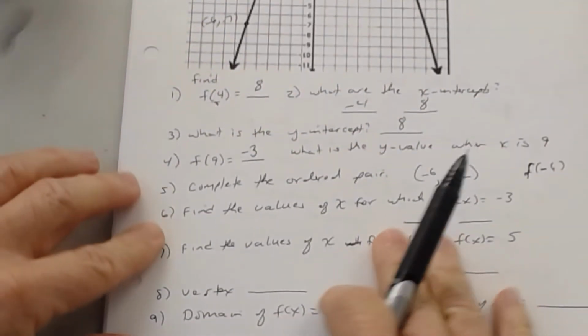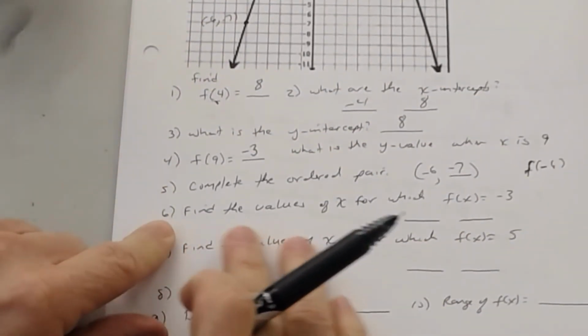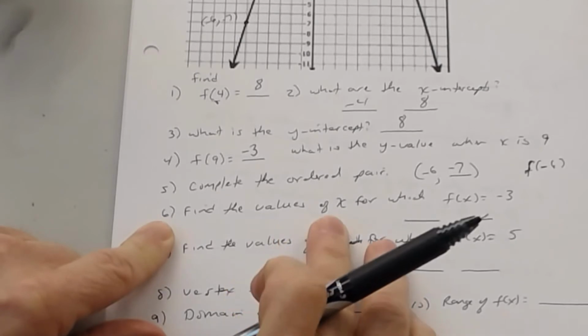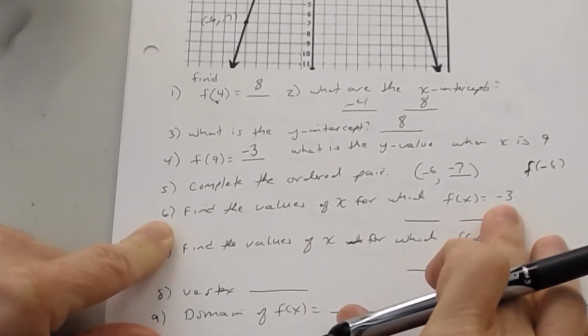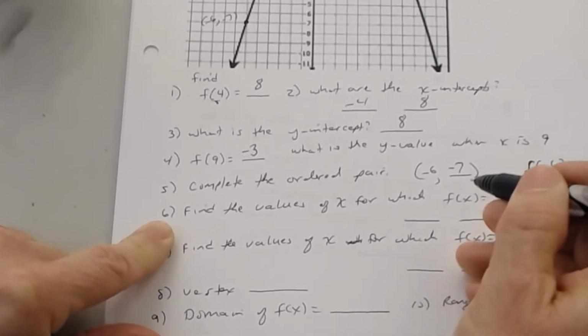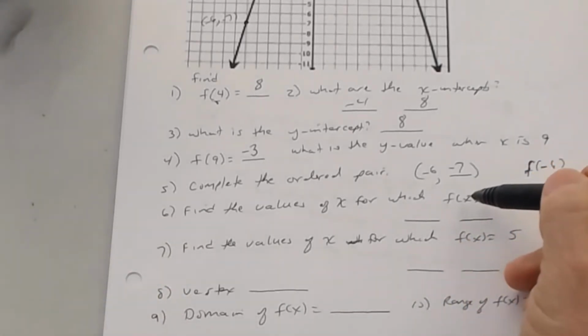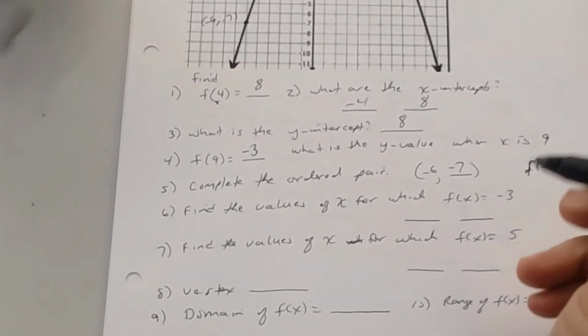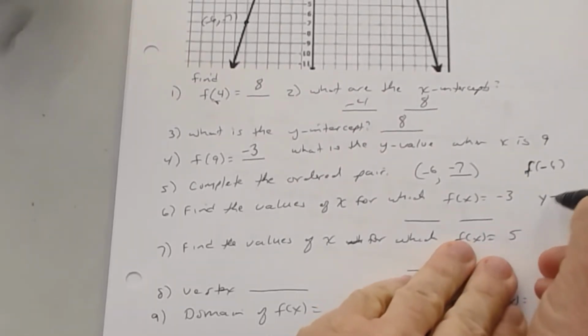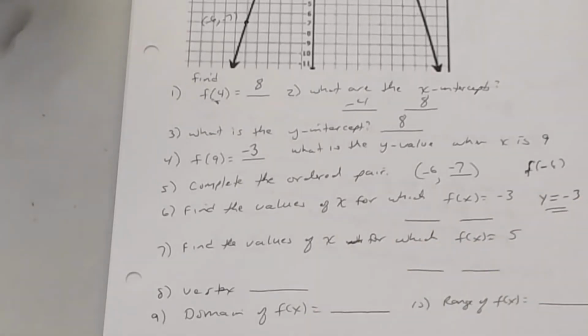Now, look at the way this one's written. This says, find the values of x for which f of x is -3. All right, now remember, here you got to think of it this way. F of x means the same thing as what? Y. So I'm going to write it as y equals -3. It does help if you do that. Y equals -3.